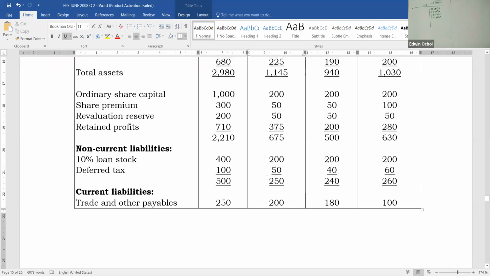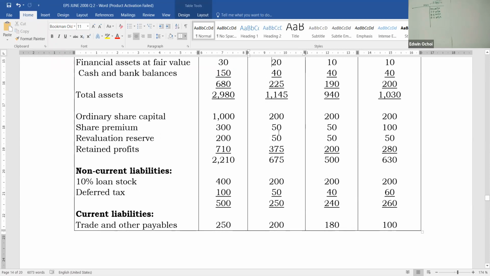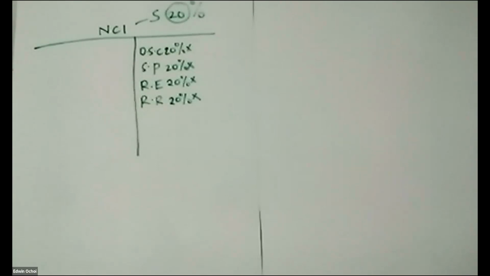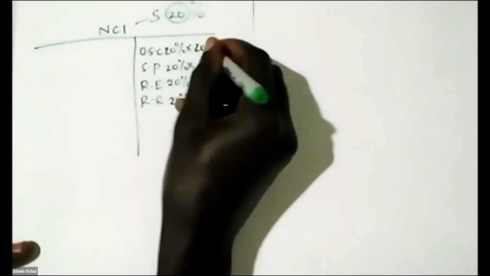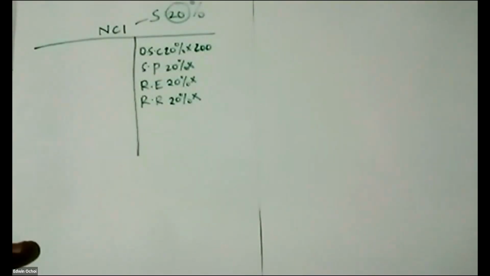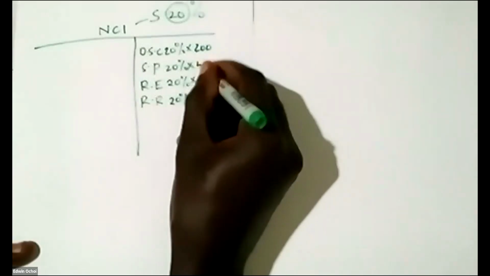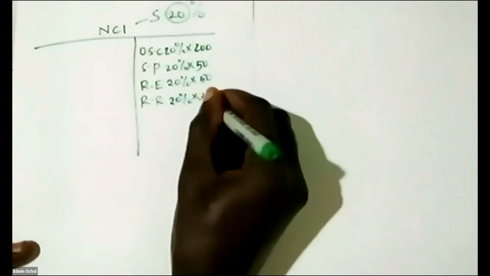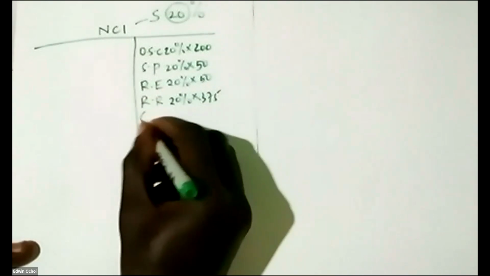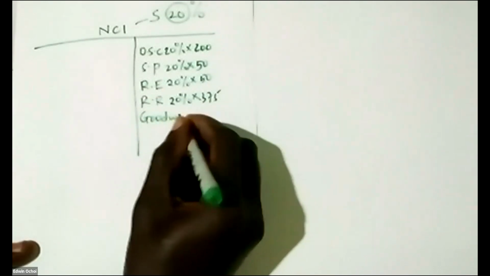So it means you copy this. We have 200, 50, 50, 375. So this one you pick direct from here. So which means that this is 200, 50, 50, 375. Then you come and record goodwill of the NCI.